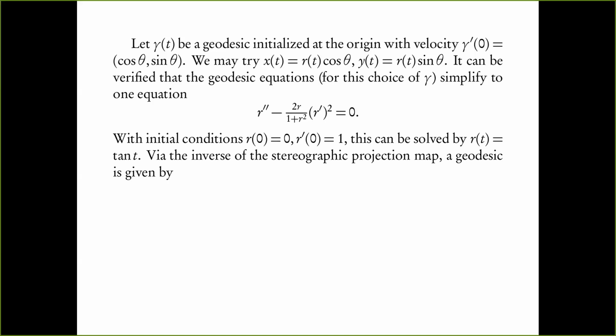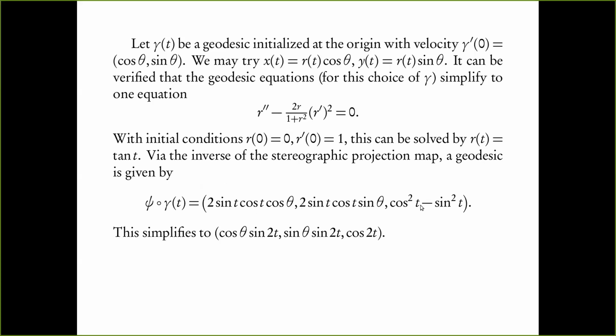Okay, so if you apply the inverse of the stereographic projection, what would happen? That would simply be applying psi to this tan of t cosine theta, tan of t sine theta, right? But applying psi would simply end up being this, because of how the map psi is defined. Okay, but this actually should look familiar. You should remind yourselves of the various trigonometric identities, namely the first two that you learn. The first identity is 2 sine t cosine t is sine 2t, and this is cosine 2t. So this simplifies to sine 2t cosine theta, sine 2t sine theta, and cosine 2t.